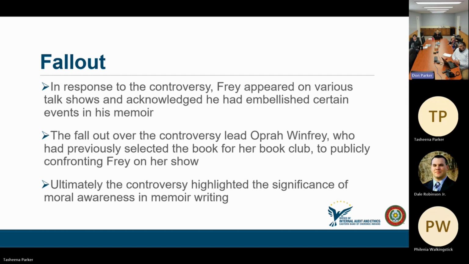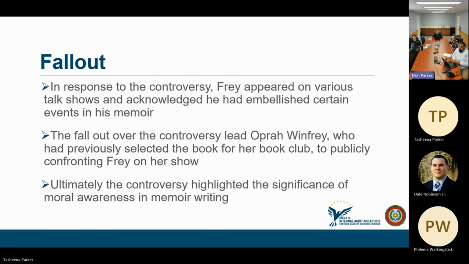It raised awareness about the need for authors to be transparent about the distinction between factual events and fictional elements of their work. Ultimately, the controversy highlighted the significance of moral awareness in memoir writing. While memoirs are subjective accounts of personal experiences, authors have the responsibility to their readers to present an honest portrayal of events. This requires carefully navigating the line between storytelling and truth-telling.